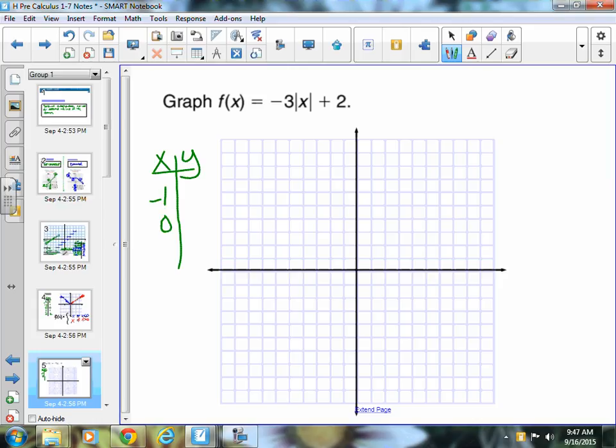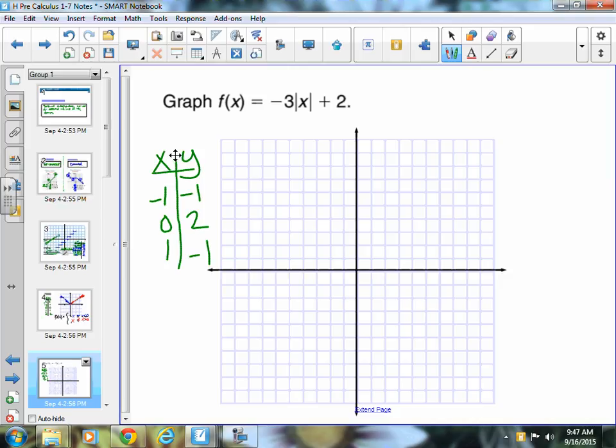I'm just going to put in 3 values. We know what shape it should be, though. It should be a V, so you have to do enough points to be able to see the V. If I plug in -1, the absolute value of -1 would be 1 times -3 plus 2, so we'd be at -1. Plug in 0, that would be 2. Plug in 1, that would be -1.